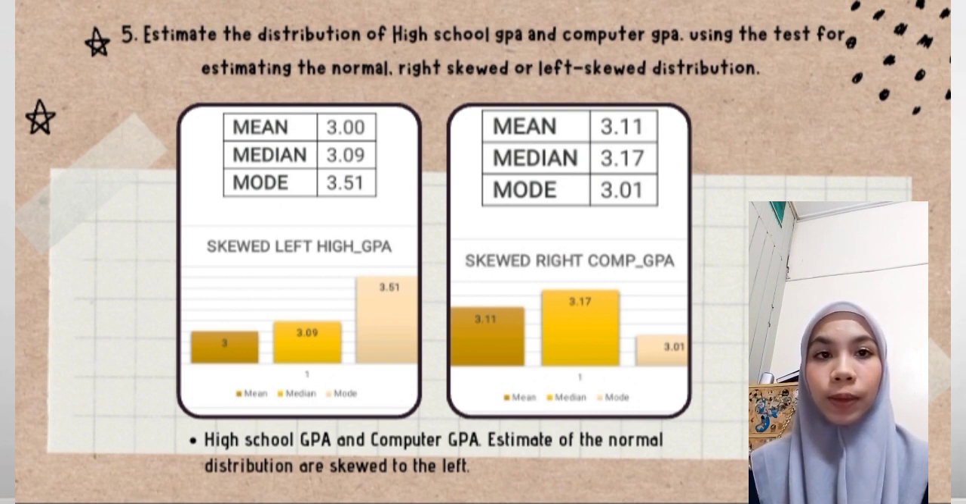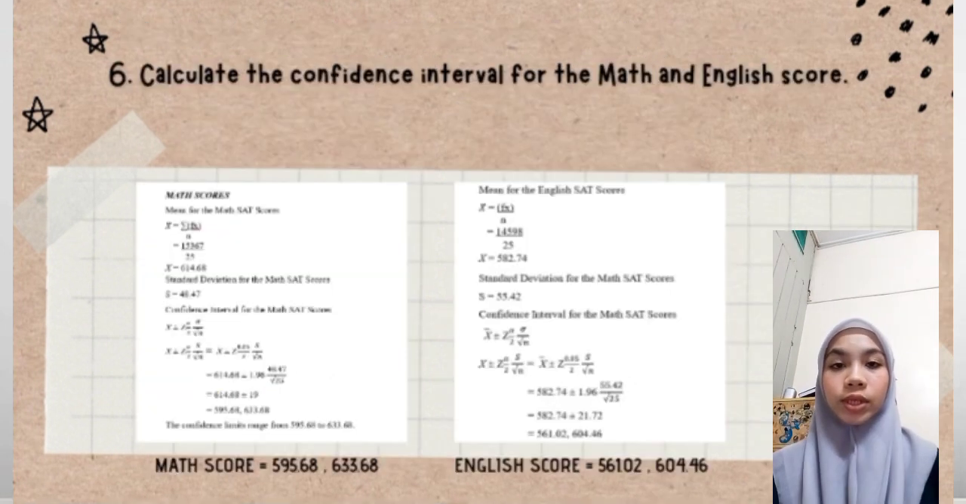For high school, the mean is 3.00, the median is 3.09, and the mode is 3.51. It shows us skewed to the left. Next we look at computer. The mean for computer is 3.11, the median is 3.17, and the mode is 3.01. So it shows us skewed to the right. Question 6 is a calculation of the confidence interval for the math and English score.